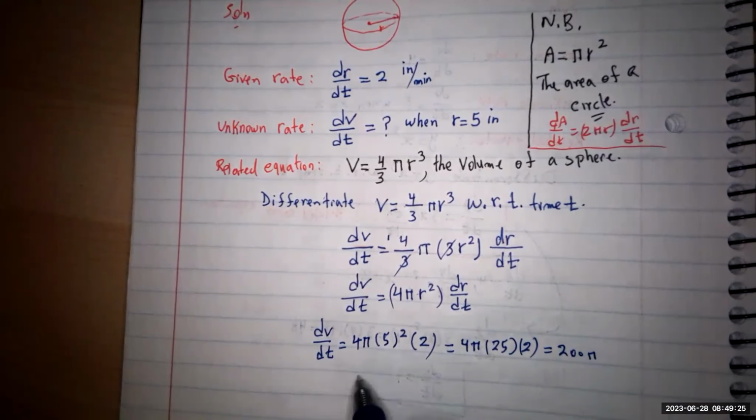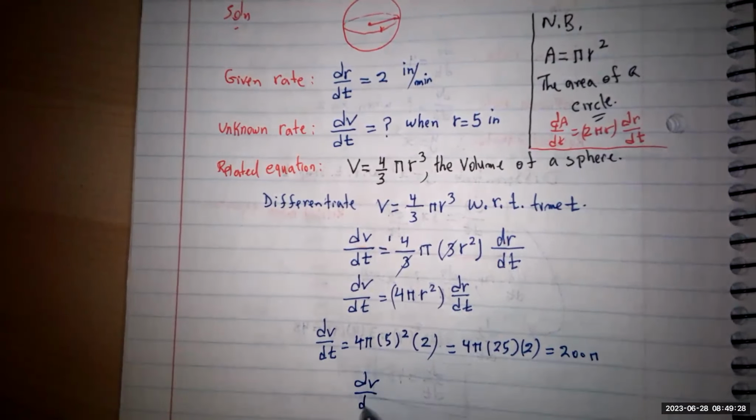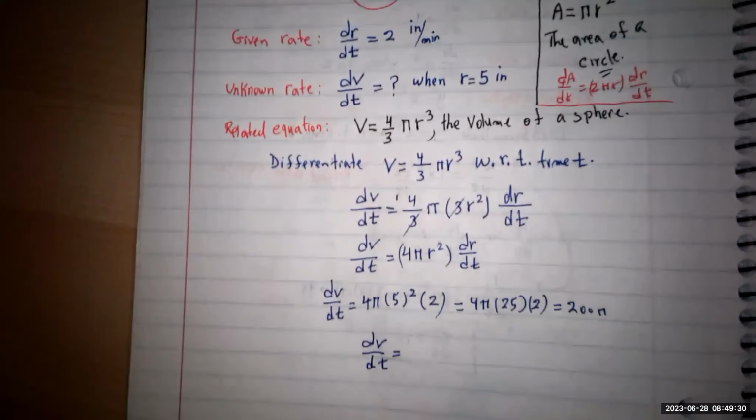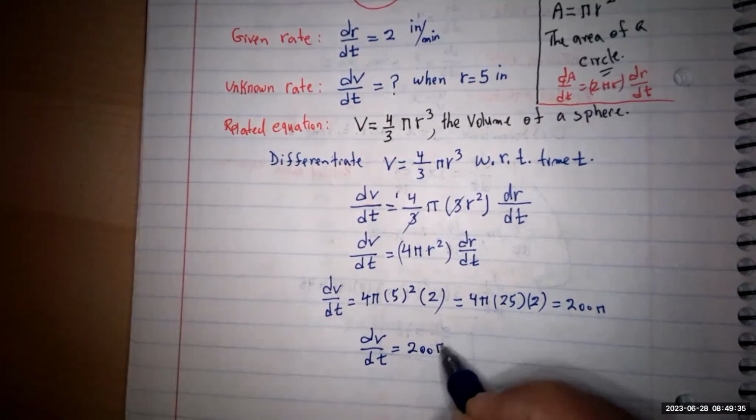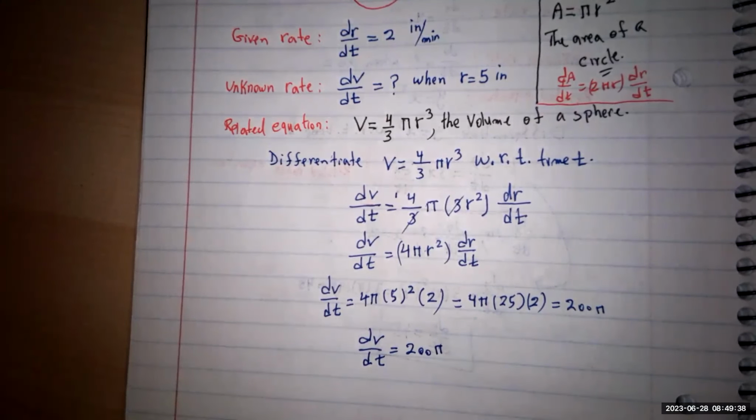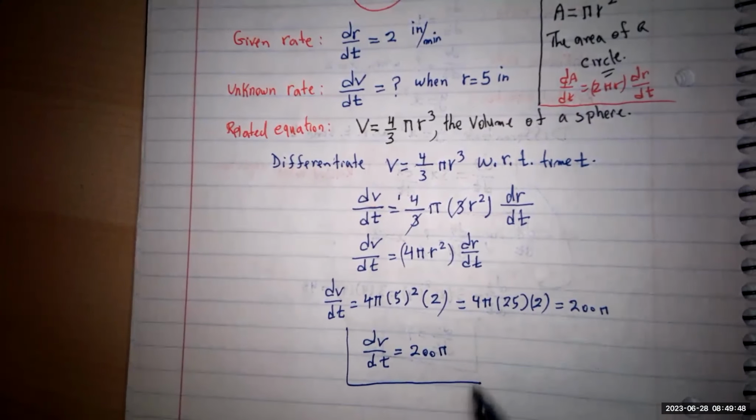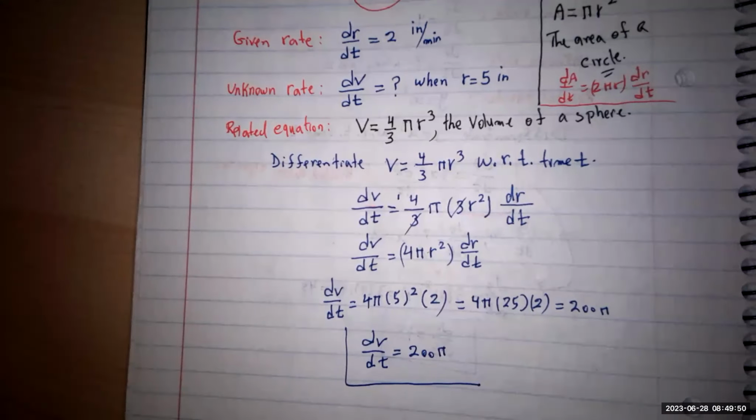So dV/dt is equal to 200 pi. That is accepted. If you like, you can use 3.14 to get the numerical result, but it's a volume, so we accept this as a final answer. Any questions? But you have to give us a unit. Any suggestion? What's the unit for this one? It's a volume, but we want to know what the unit is. Anybody want to try?